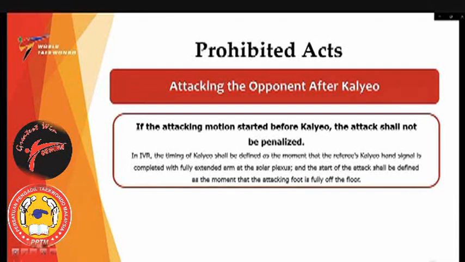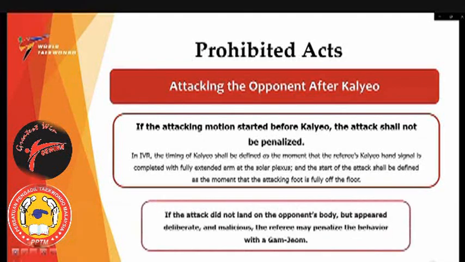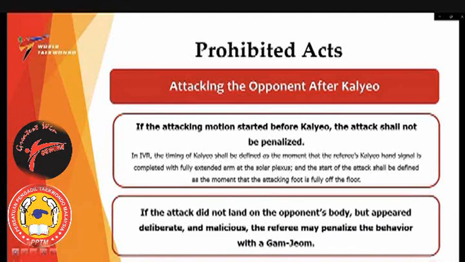If we see the center referee's arm fully extended at kallyo position and the foot was still on the ground and then lifted to kick, then this is a gamjan. And of course, any points scored would be invalidated. If the attack did not land on the opponent's body, but it appeared deliberate and malicious, the referee may penalize the behavior with a gamjan.